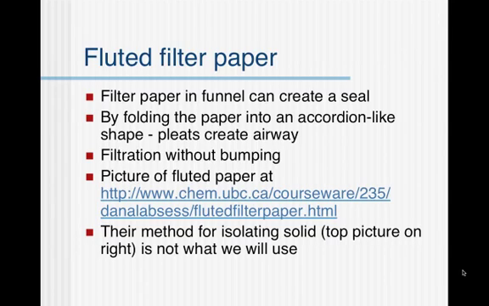Fluting filter paper is an origami-like process, and the purpose of it is to fold the filter paper into the funnel so that it can allow you to filter but not seal the opening of the funnel, which would create bumping. So you want to create little air gaps while you also filter. The easiest way to do that is to fold the paper into an accordion-like shape so that the pleats in the folded paper create an airway. This way you can filter without having little bubbles as air pops through to equalize the pressure.